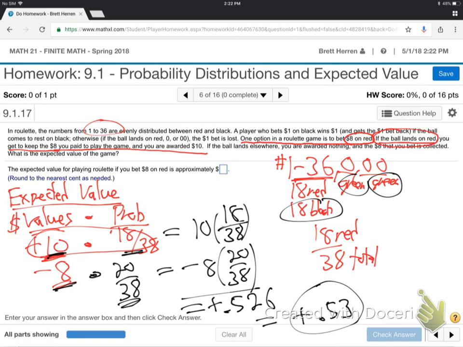That's because they're paying you more for winning than losing. They wouldn't do that because that would make the average positive, which means the casino would go bankrupt. Everybody would take their money. You'd win on average 53 cents. So if you played this game 100 times, you'd win $53, probably. Just multiply that by 100. 53 cents on average each time you play. That's the average winnings each time you play.